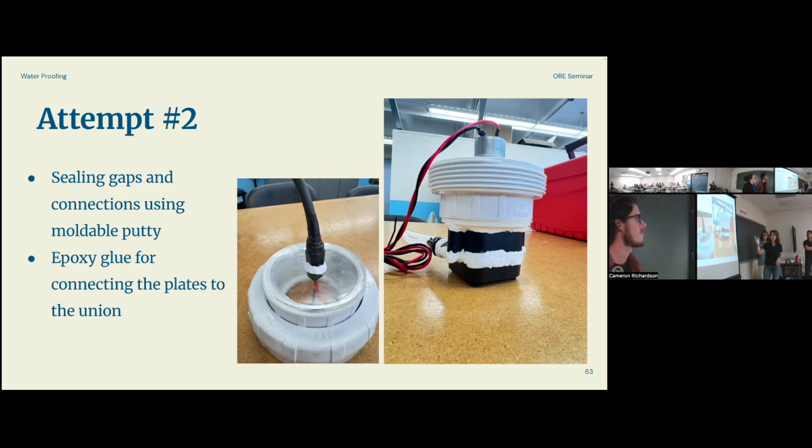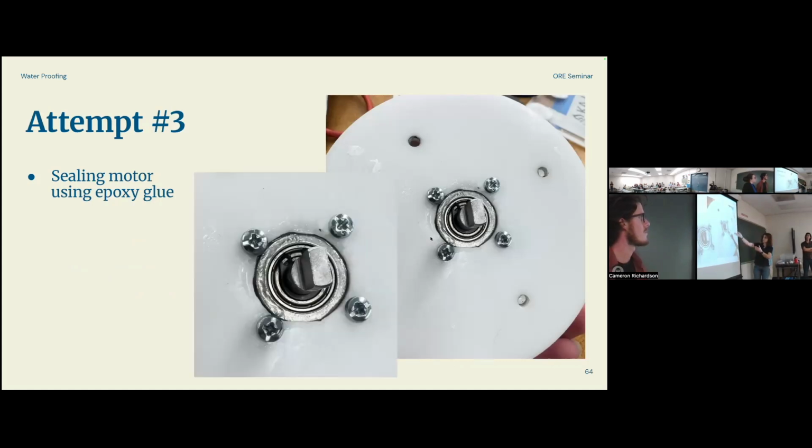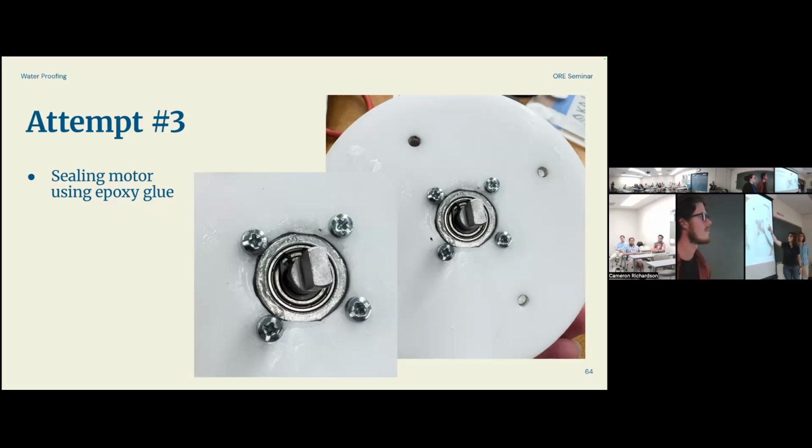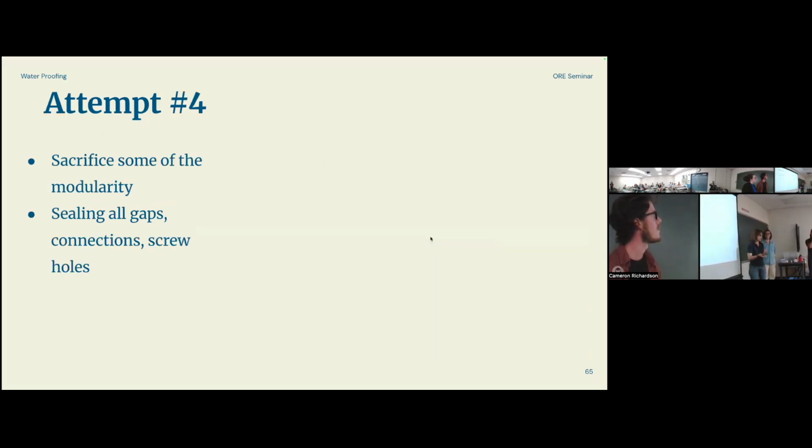So at the next step, we tried sealing the motor. We opened the plate and the motor. We put epoxy glue around the motor and fixed it. Again, we had leakage from around the motor. So we figured out that we cannot seal the motor perfectly. What was the decision? We figured out that we can seal the pump housing completely.